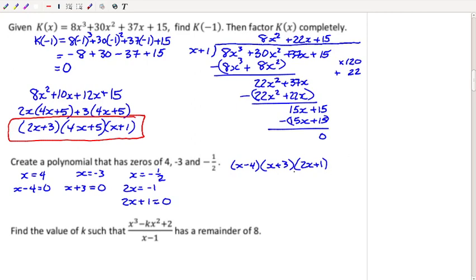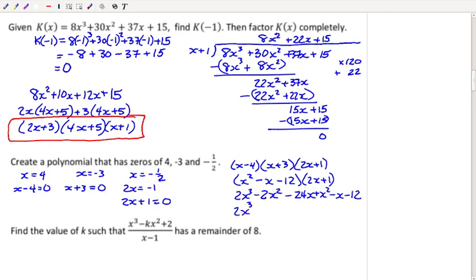Now the only thing that I have left to do is to expand that out so I get a polynomial that looks like this. I'm going to multiply these first two first to get me x squared plus 3x minus 4x is minus x minus 12. And then take that and multiply it by the 2x plus 1. So I'm going to get 2x cubed minus 2x squared minus 24x plus x squared minus x minus 12. Collect your like terms.